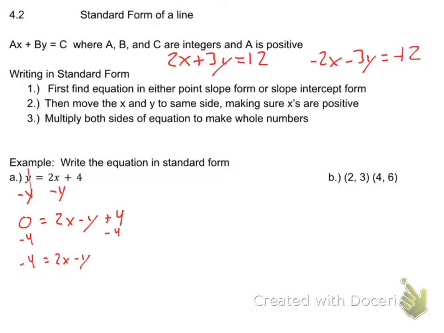Now this is standard form to me. Again, some teachers will make you rewrite it so that the x's are first. And it's all nice whole numbers. That's awesome. I like it. Notice that I didn't change anything. This whole side just went to the left and the negative 4 goes to the right. It's still equal for equal.